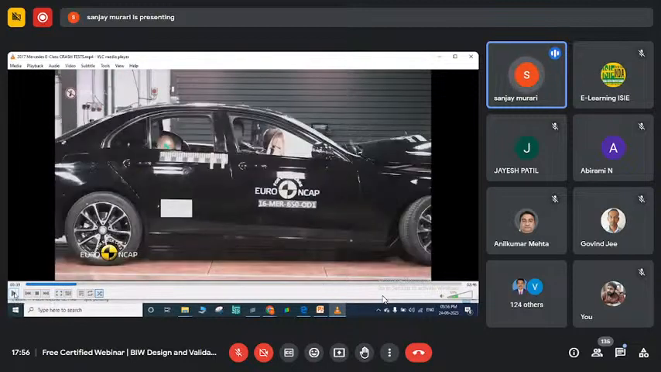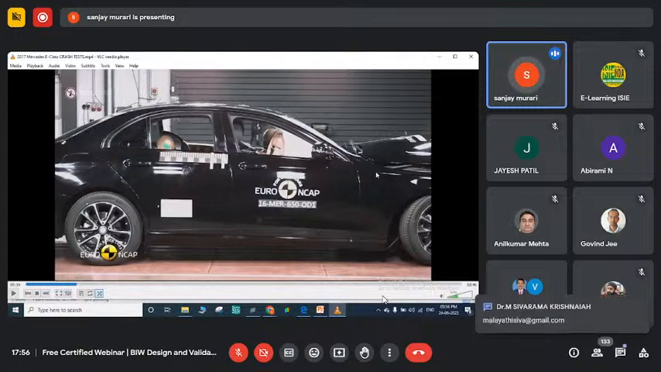This is the frontal impact analysis. Here the vehicle is coming at such a high speed and impacting the barrier. Huge energy will develop, and all the energy will transfer to the people sitting inside the car. The BIW is the major energy transferring unit, so the design of the BIW should be done properly, in a more engineering way.